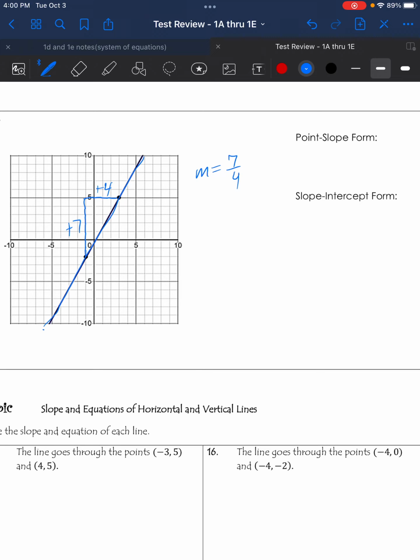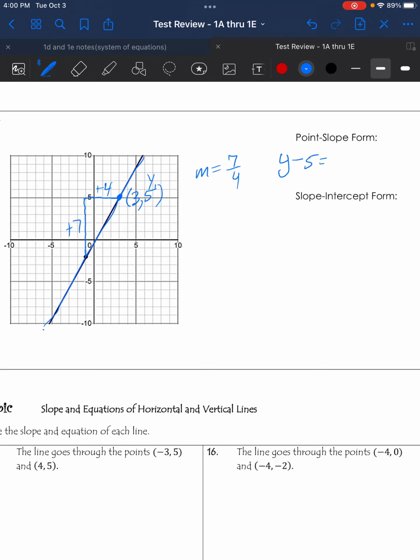And then I've got to choose one of the points. I'm going to choose this one because, like before in the last problem, they're both positive. That's the only reason why I choose it. So y minus y1.